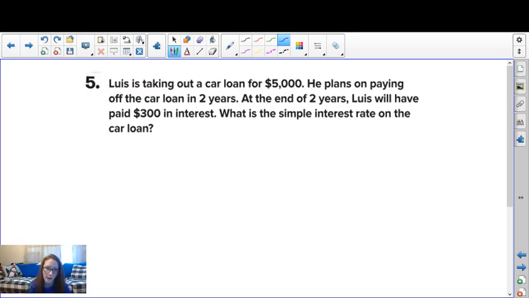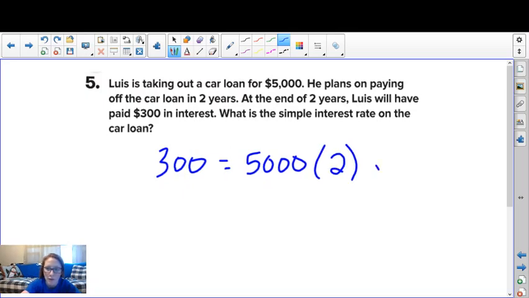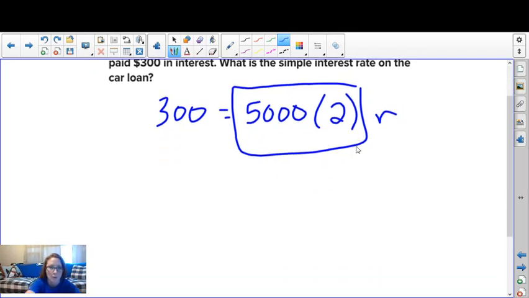All right, Lewis is taking out a car loan for $5,000. He plans on paying off the car loan in 2 years. At the end of 2 years, Lewis will have paid $300 in interest. What is his simple interest rate on the car loan? So we're going to have to set this problem up backwards. We know he paid $300 in interest after the 2 years. He initially got a loan for $5,000 and he paid that for 2 years. We're looking for the interest rate. I'm going to multiply these two values together, so $5,000 times 2 gives me $10,000.